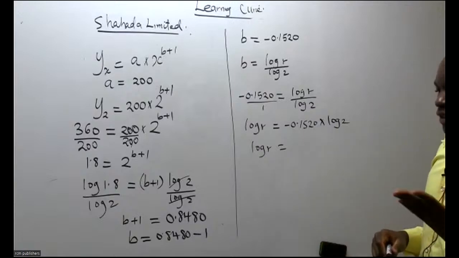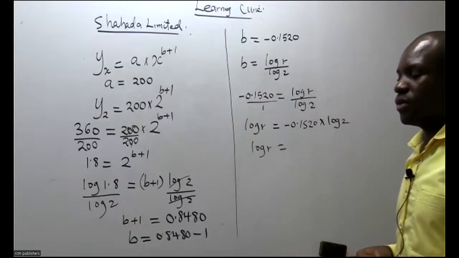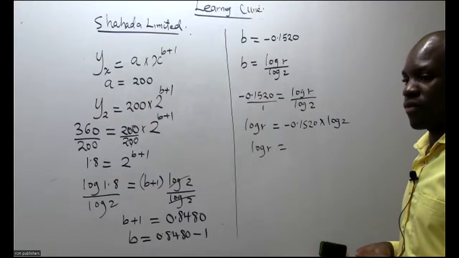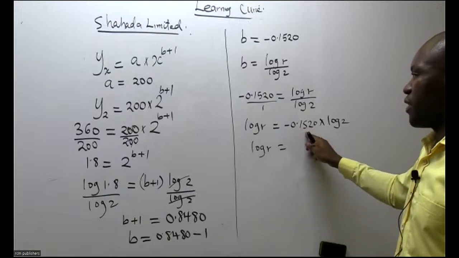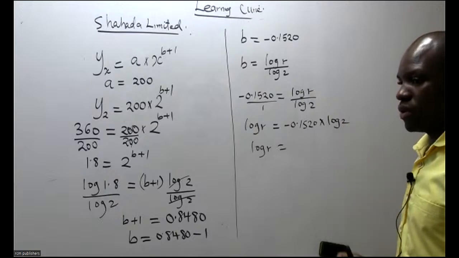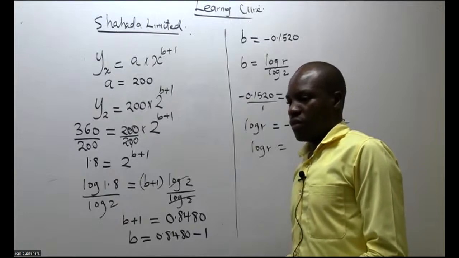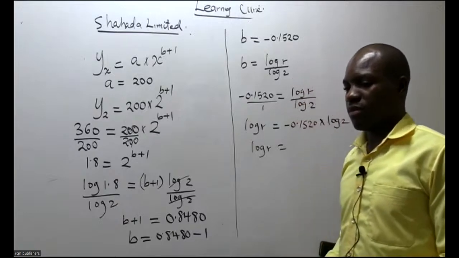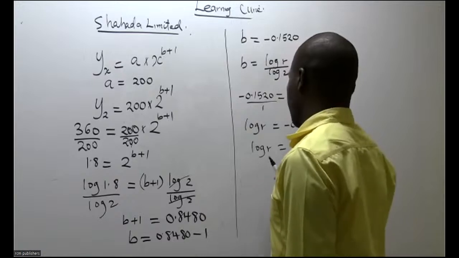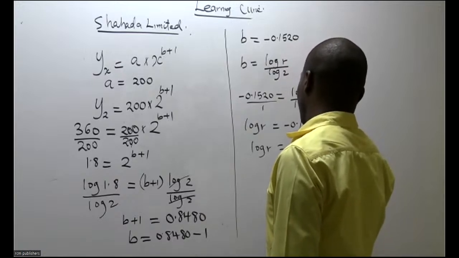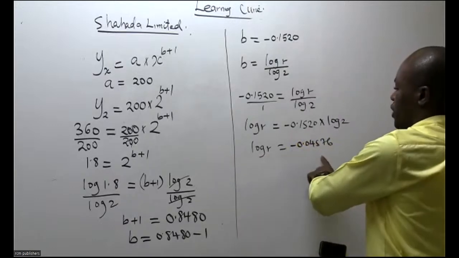To 4 decimal places will be okay. What will we have? Just go to your calculator. Negative 0.1520 times log 2. What will we have? Ross has given us something there. Can someone confirm? Negative 0.04576. Good. I have log R equal to this, and I want to get R.